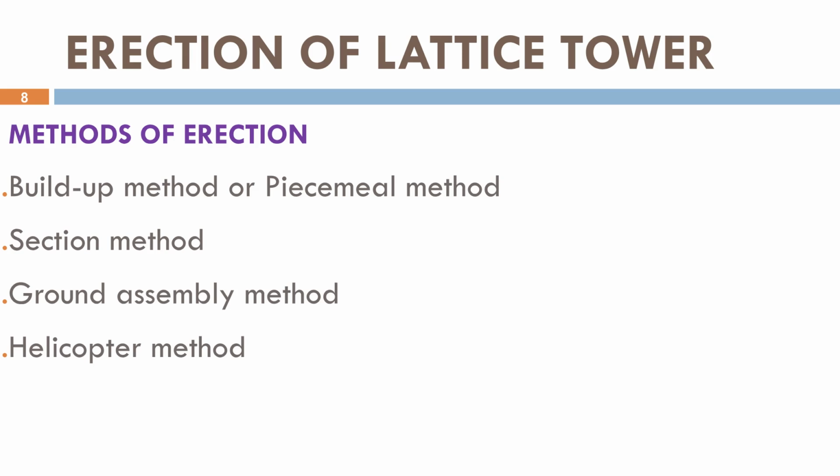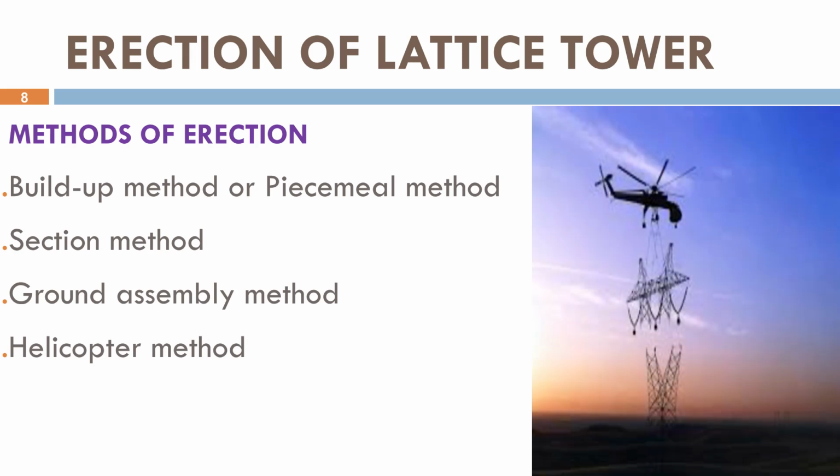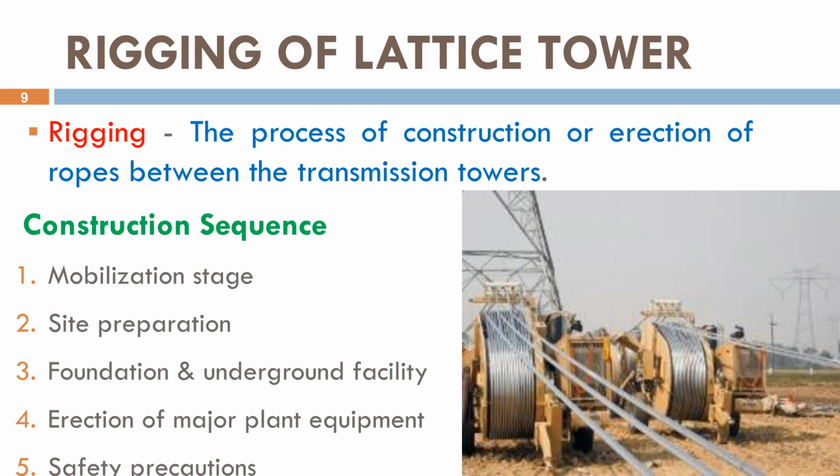In remote or mountainous regions, the helicopter method is used to transport and install tower sections quickly where cranes cannot reach. Rigging is the process of installing ropes, lifting equipment, and temporary supports during tower erection. The sequence starts with mobilizing equipment and workers to the site. Next, the site is prepared, followed by completion of foundations and underground works. Major structural members are then erected carefully using suitable lifting equipment. Throughout the process, strict safety measures must be followed to prevent accidents and ensure successful construction.